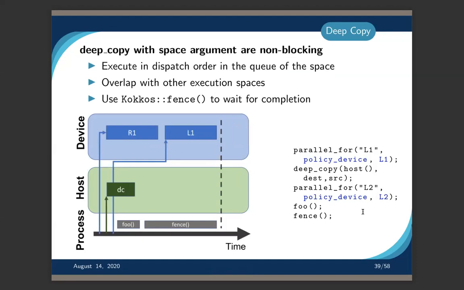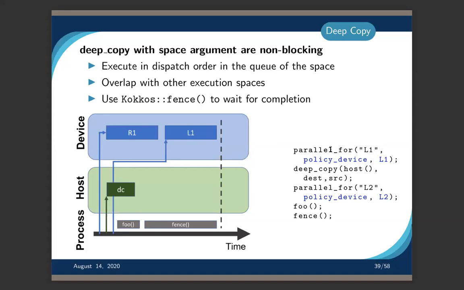You could also do this, right? You run a parallel_for, and now you execute the deep copy in the host execution queue. And then you run another parallel_for. The deep copy will now overlap with this one and potentially this one, depending on how long it takes. It potentially also overlaps with foo, okay?